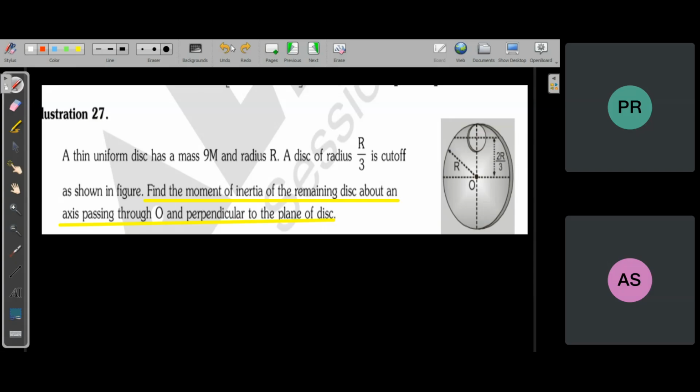Sir, generally, if you get a moment of inertia with some value, we can say that the body is opposing the rotational motion this many times. Sorry, if we get some value of moment of inertia, then we can say that the body is opposing the rotation this many times.